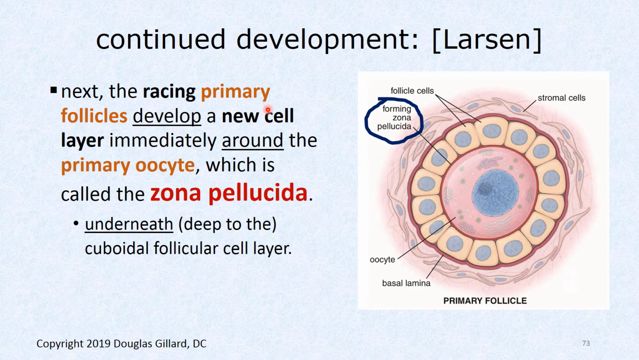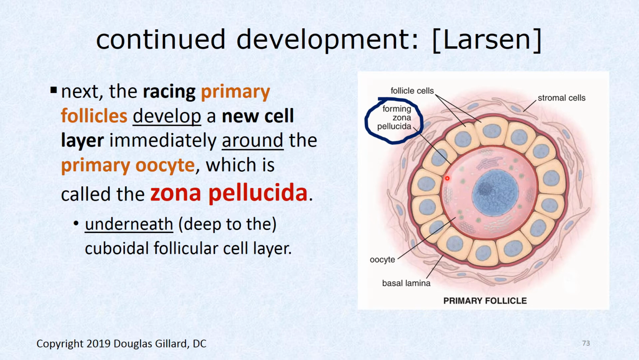All right, so next, the racing primary follicles develop another layer. And this one is right around the oocyte. Here's the primary oocyte, stuck in prophase 1, right in here. There's its nucleus. Where's it stuck in prophase 1? Right inside here where the genetic material is, inside the nucleus. But anyway, so now we have another layer, this red layer that has just formed. Maybe they formed together with these cuboidal layers. Maybe they, who knows for sure. But the way our story is going, this one forms next.